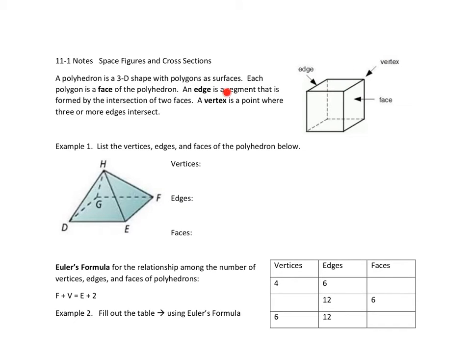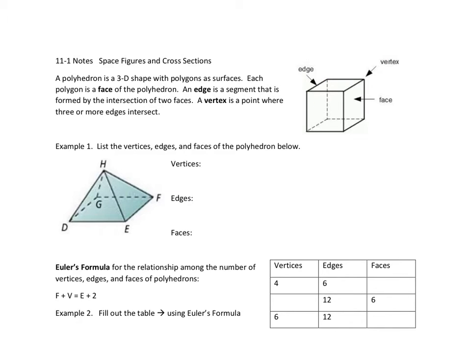An edge is a segment that is formed by the intersection of two faces. So this is an edge, edge, edge, edge, edge, edge, edge, edge. A vertex is a point where three or more edges intersect. So these are vertices.